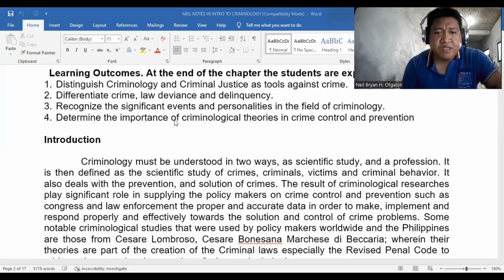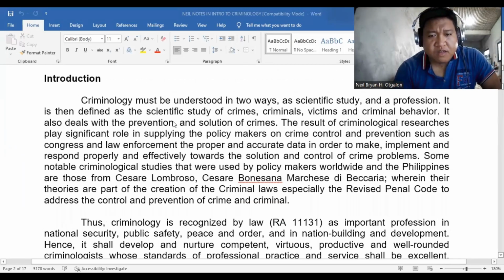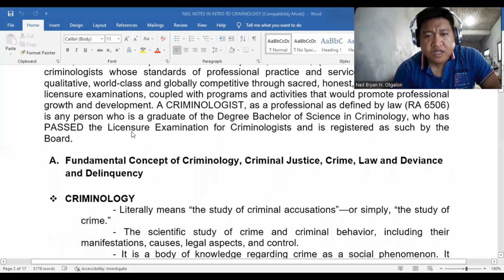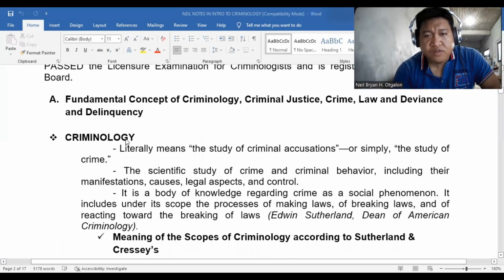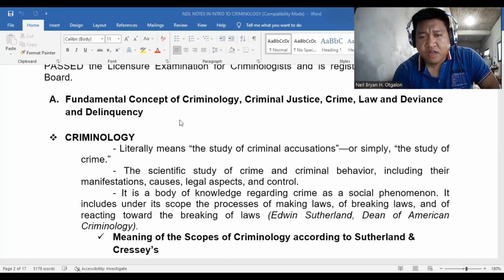Those are the learning outcomes. We already discussed the introduction, what criminology is all about. Then, of course, the fundamental concepts of criminology, criminal justice, crime, law, deviance and delinquency. So from the title alone, you will understand.